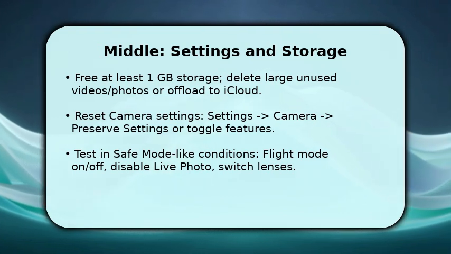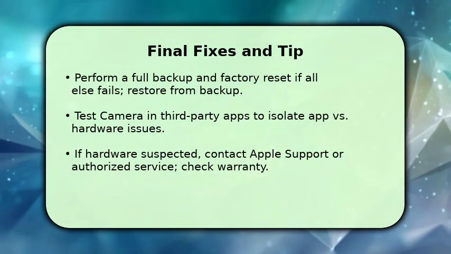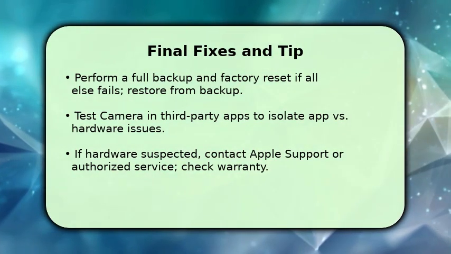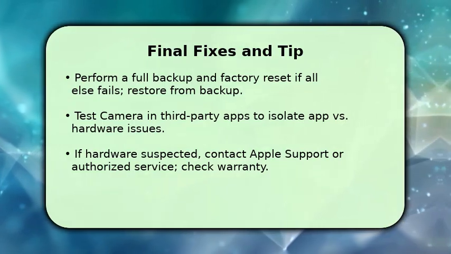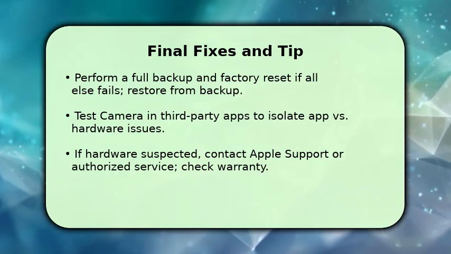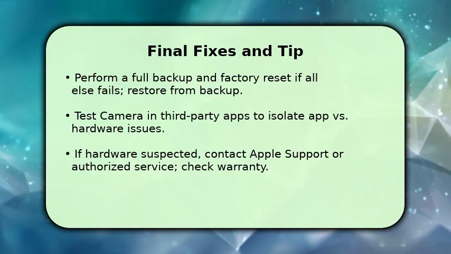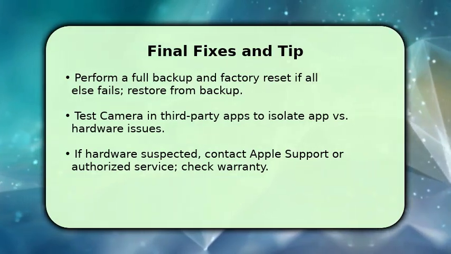To finish, back up your iPhone and perform a factory reset only if problems persist after prior steps, because restoring clears deep software corruption. Once restored, test the stock camera and a third-party camera app. If both fail, you likely have hardware trouble. If only the stock app fails after a restore, reinstall iOS via Finder or iTunes and try again.